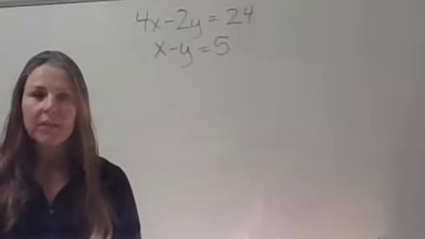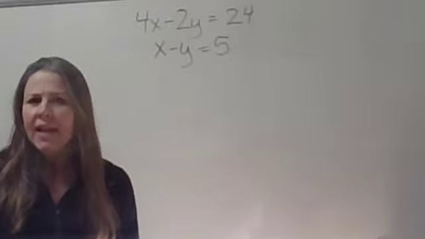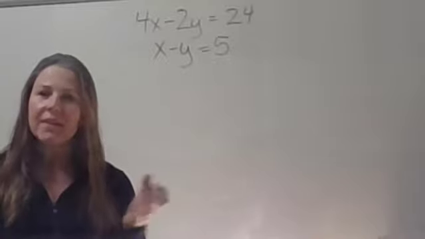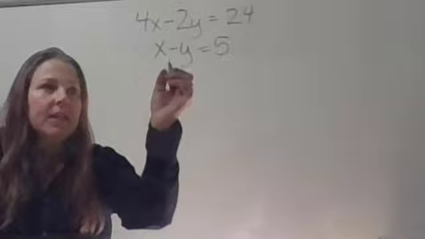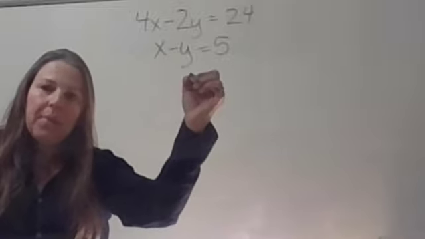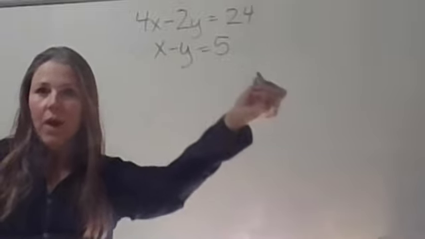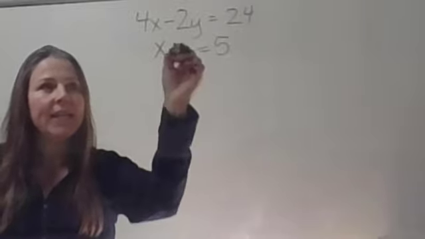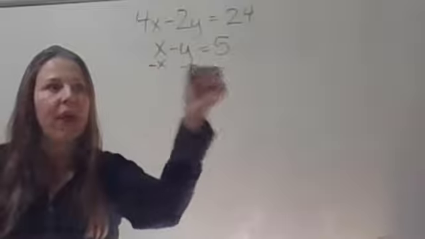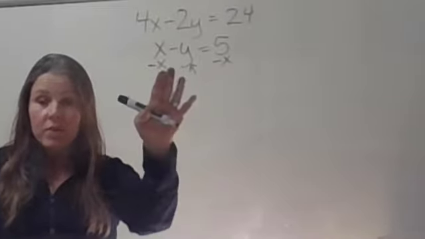4x minus 2y equals 24. x minus y equals 5. Now, this time, we don't have something lovely set up to substitute. So let's remember how yesterday we put things in y equals mx plus b. So let's go ahead and do that. So we're going to get the y alone by subtracting x. And you could also get the x alone.